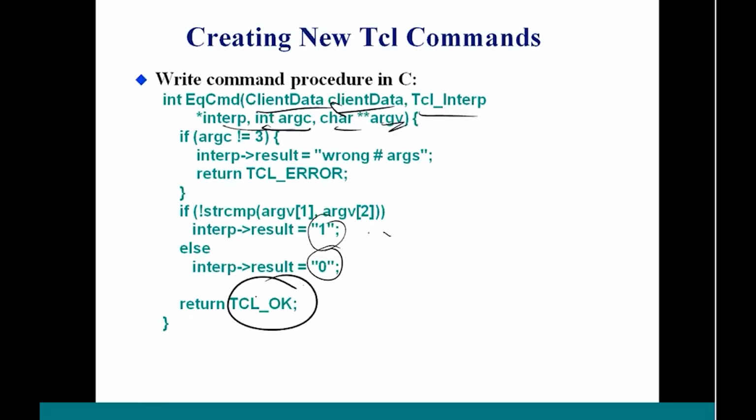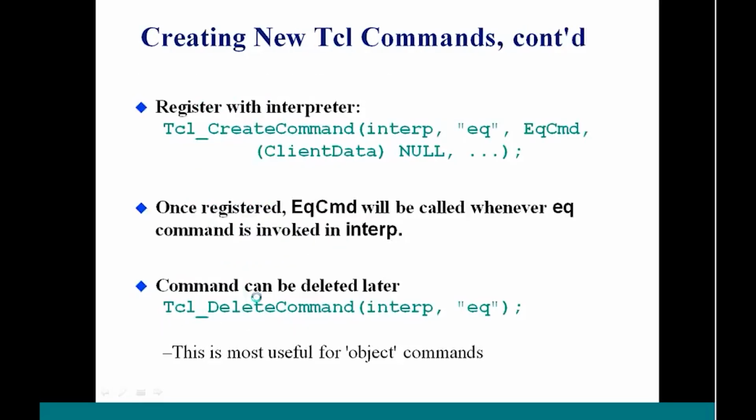Once we create this command procedure, we register it with the interpreter using Tcl_CreateCommand, interp, eq, the command procedure, client data, and NULL. The command is now called eq, which is essentially a string compare command. Once we register this, the eq command procedure will be called whenever eq is invoked in the interpreter.